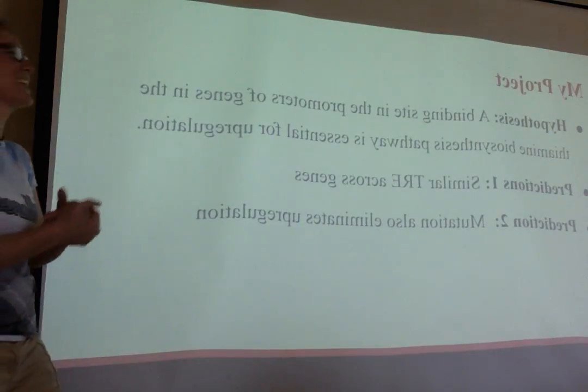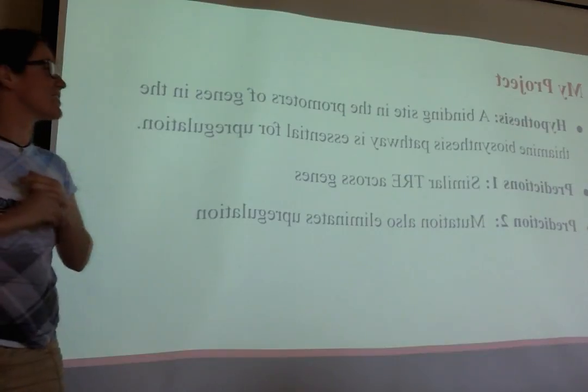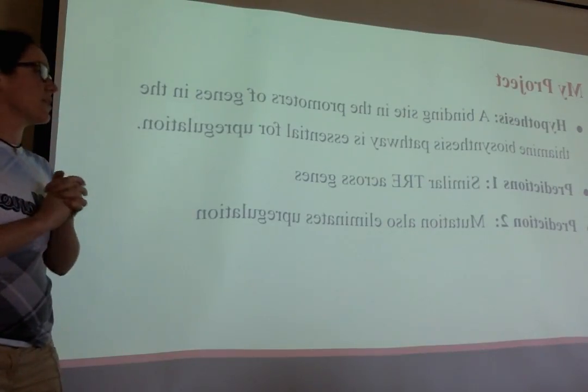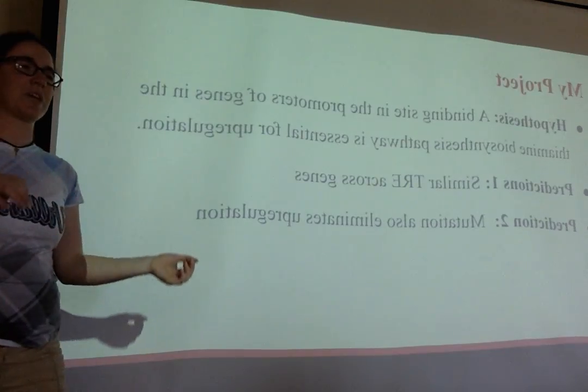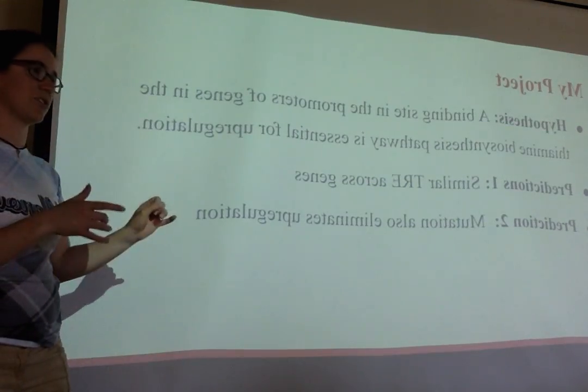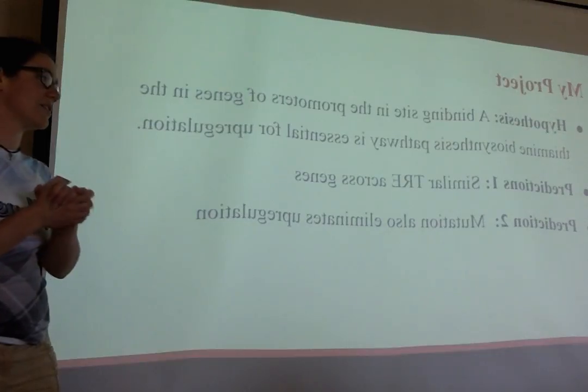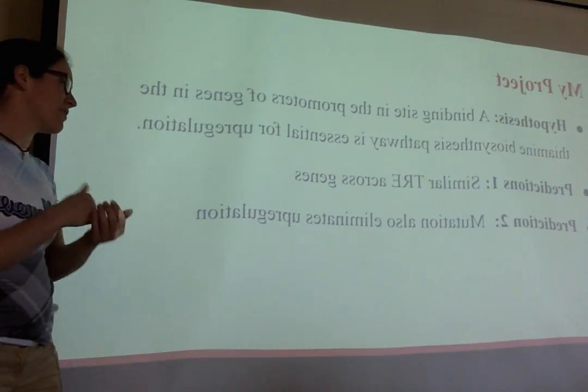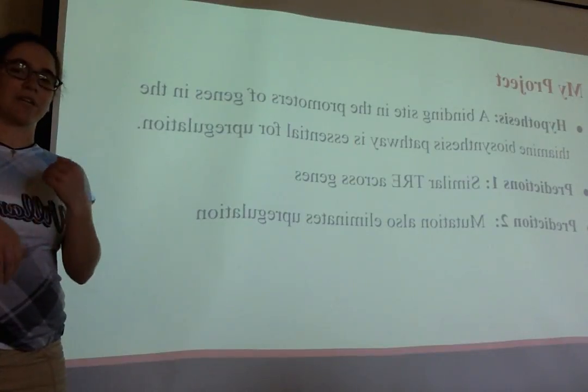So my project is that there is a binding site in the promoters of all of these genes that is essential for upregulation, and then I need to change this one. But I'm predicting that these locations are similar throughout several different genes, and that they can be mutated to eliminate upregulation.